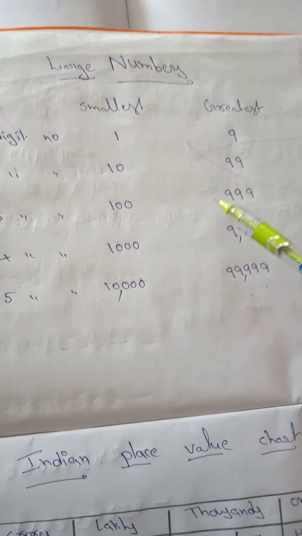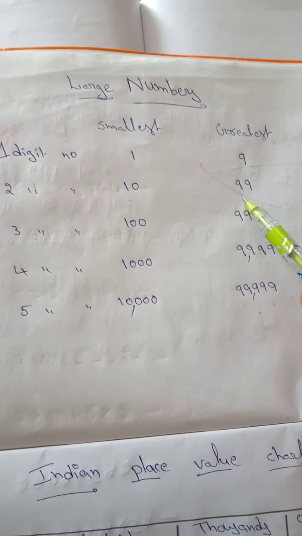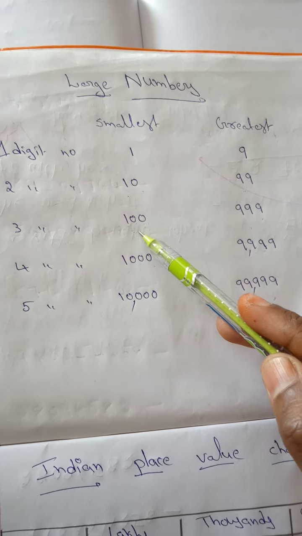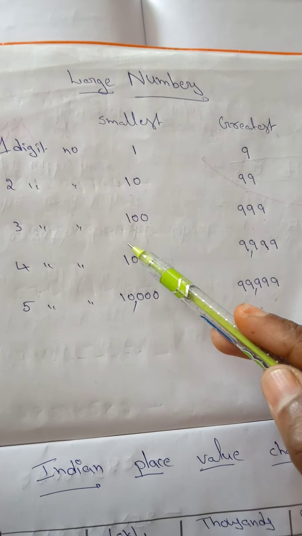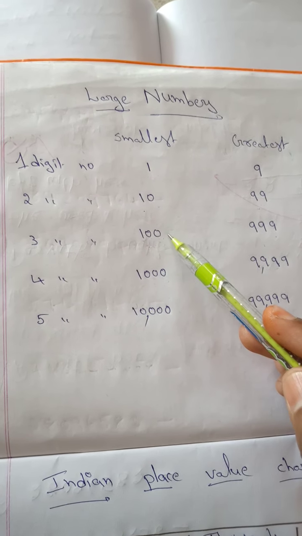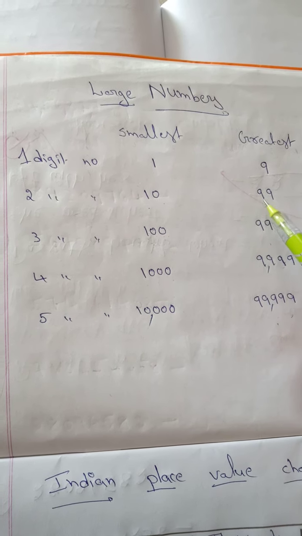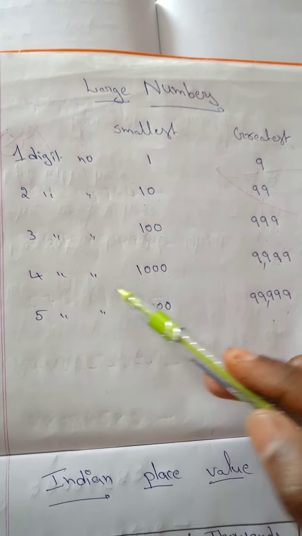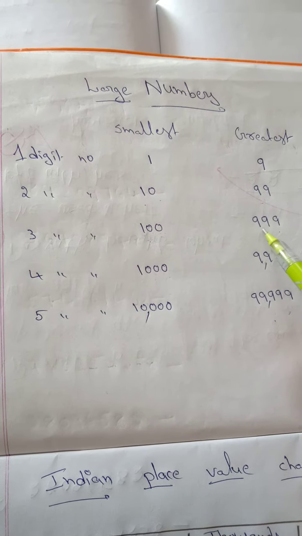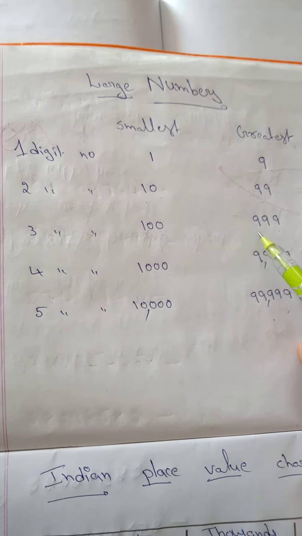Now like that, in reverse we can recall it. Here 99 is the 2-digit greatest number. Plus 1 is the 3-digit smallest number. What is the 3-digit smallest number? 100. 100 minus 1 is 99. So 99 is what? The 2-digit greatest number. What is the 4-digit smallest number? 1000. 1000 minus 1 is 999. 999 is the 3-digit greatest number.